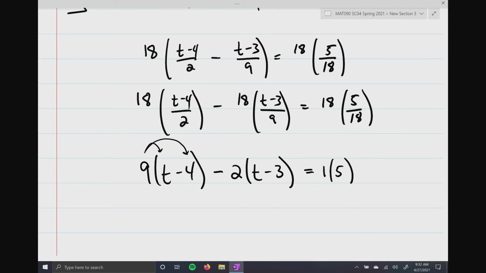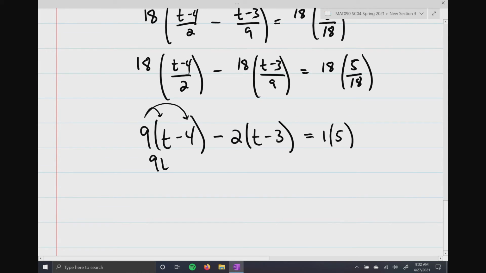So now I'm just going to distribute the 9 to give me 9t minus 36. I'm going to distribute the negative 2 to give me negative 2t plus 6 equals 5. Now I'm going to group like terms on the left. Well, 9 minus 2 is 7t. Negative 36 plus 6 is negative 30. And that's going to equal 5.